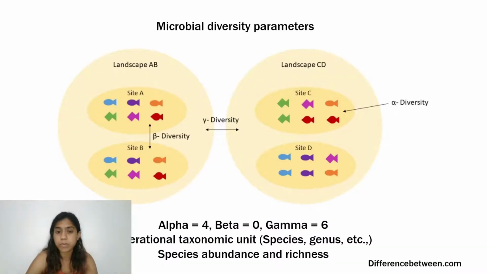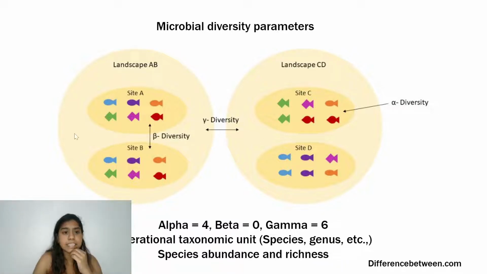We'll be seeing that in a couple of minutes. So if you have that much data, how do you actually classify it? An operational taxonomic unit could be anything. It could be a species, it could be a genus, it could be anything that we are looking at. So in a particular environmental sample, you could be looking at the number of species of a particular microbial organism or different genera, or you can use any level of classification for that. Based on this, we can calculate the species abundance and richness.